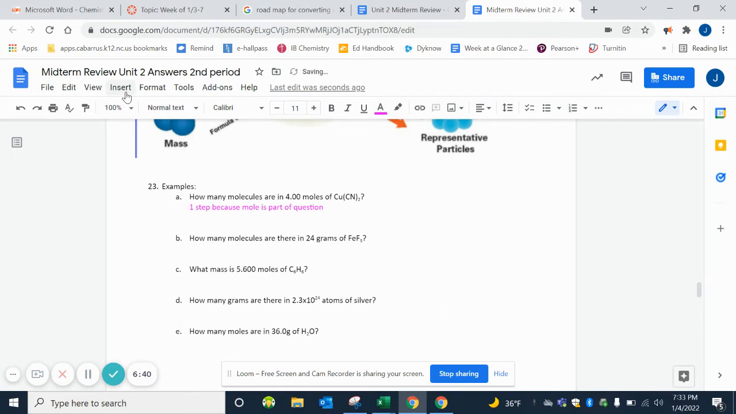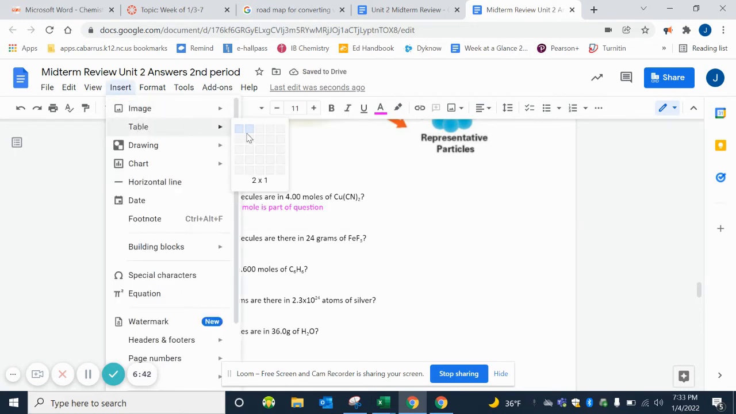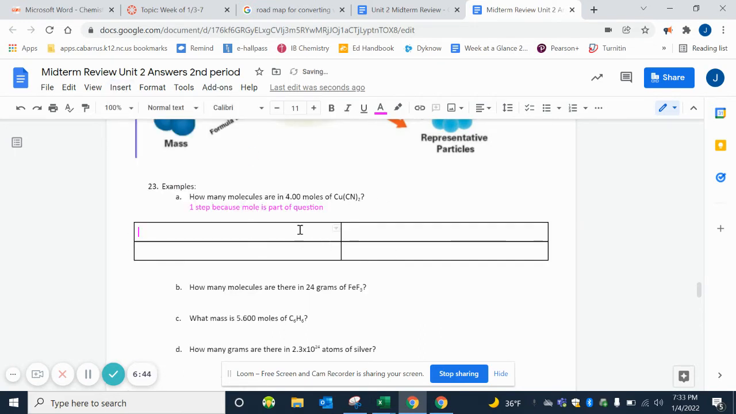So we're going to set up our table. Now, since I'm doing this on the computer that has the outline, just think about that outlined box not being there. Remember, you always start with your given. So 4 moles of CuCN2. And then what we want to do is we want to take everything that's not the number, so the unit and the substance, and we want to bring it diagonally down to the bottom so that it will cancel.